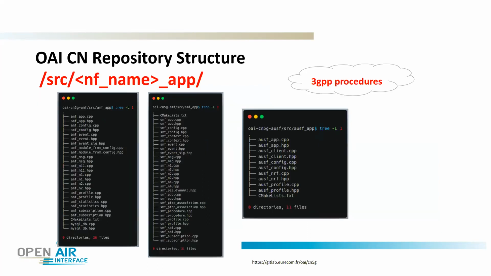Again, if you see the network function name underscore app, for example AMF app or SMF app, here you will see all the 3GPP procedures that we implement. For example, if we take AMF, all procedures related to N1 or N11 are implemented in corresponding modules. Similarly for SMF, AUSF and the rest of the components. So under this app folder, you will see the procedures.